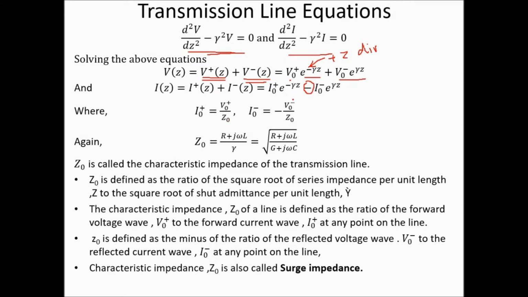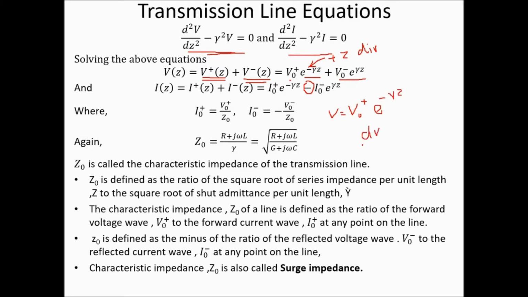And I0 minus will be negative V0 over Z0. And the Z0 is j omega L over gamma, or R plus j omega L over G plus j omega C. So basically what we got before. So let's say we got V0 plus, the voltage. Let's assume we take only V0 plus e to the power negative gamma z.